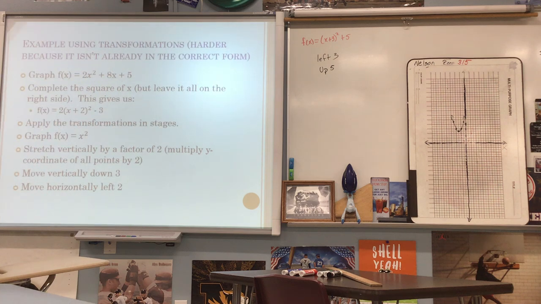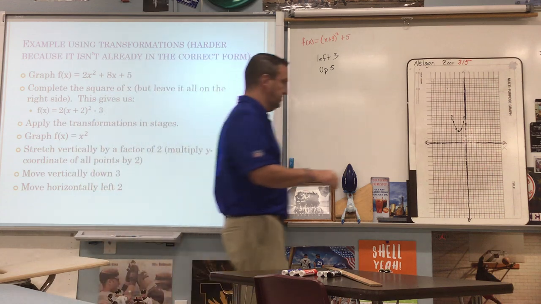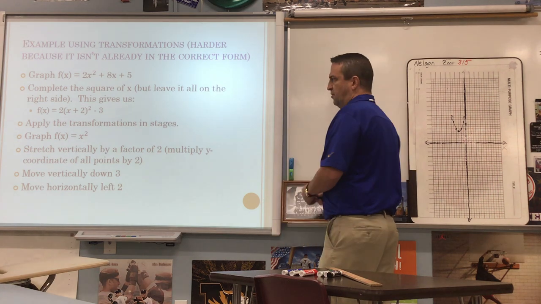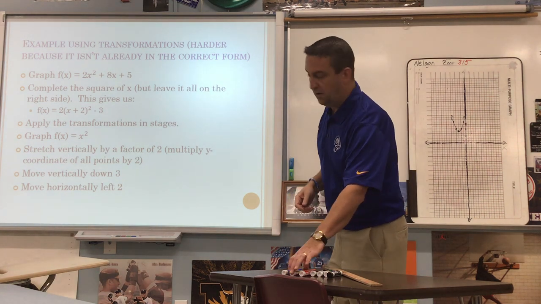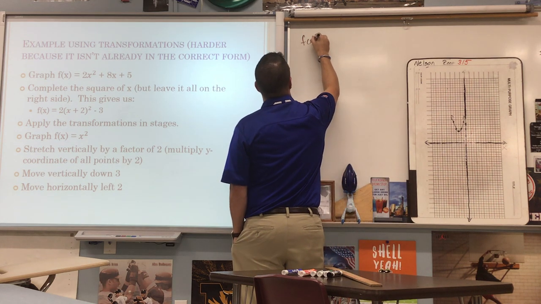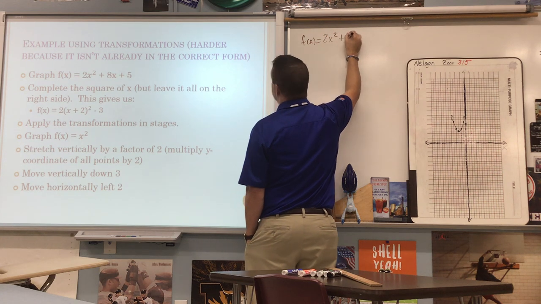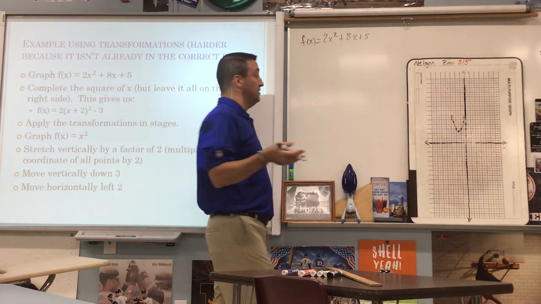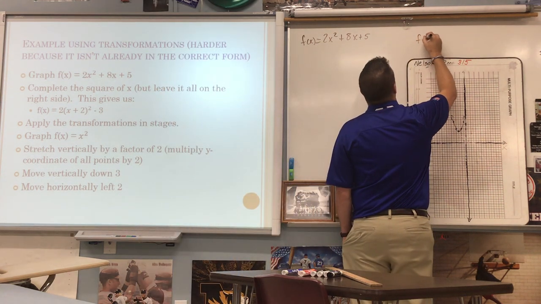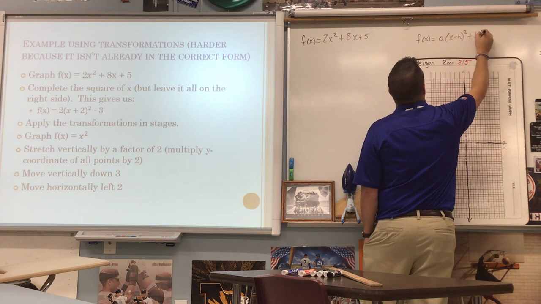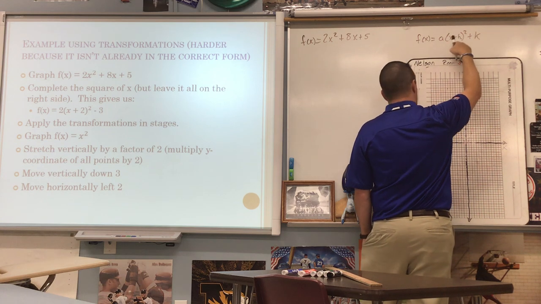But what if it's not? What if I asked you to graph 2x squared plus 8x plus 5 using method 1, and you think, well, in order to use method 1, I have to have it in vertex form so that I can perform all of those shifts, and I've got a little bit of work to do. So if I tell you f of x is 2x squared plus 8x plus 5, I've got to get it in vertex form first, which means I have to complete the square. I know that my vertex form, f of x, is a times (x minus h) squared plus k. So I've got to complete the square to make this x part look like I want it to look.